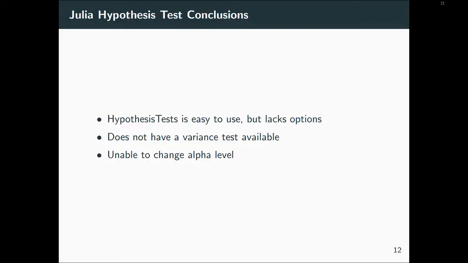The HypothesisTests package in Julia is sufficient for simple tests, but there are still changes needed to be made to switch any R users to Julia. Unlike R, Julia does not have a variance test to see if we can assume equal or unequal variance. Also, though we can manipulate the alpha value for the confidence interval and the p-value, your one sample and two sample t-tests are all run using the alpha value 0.05.